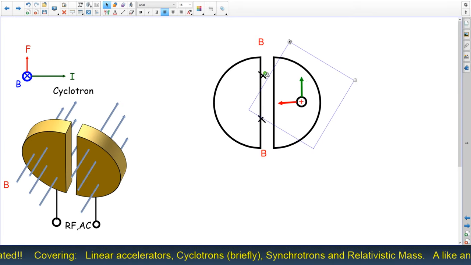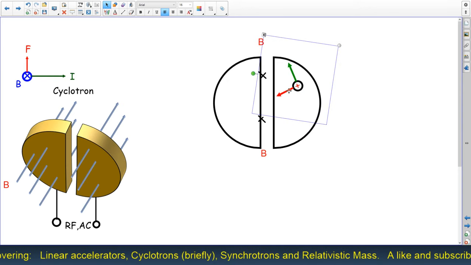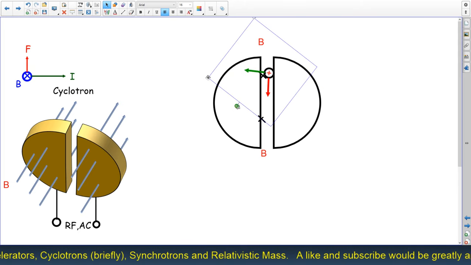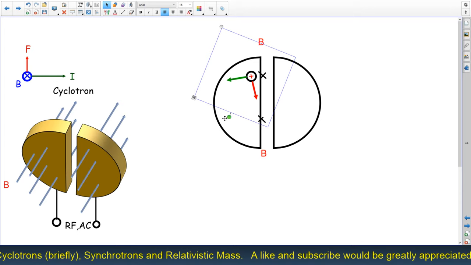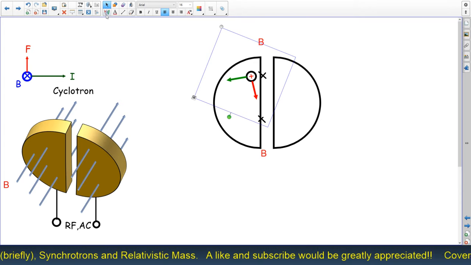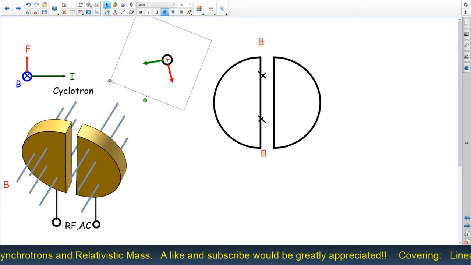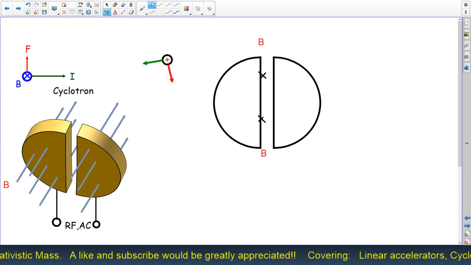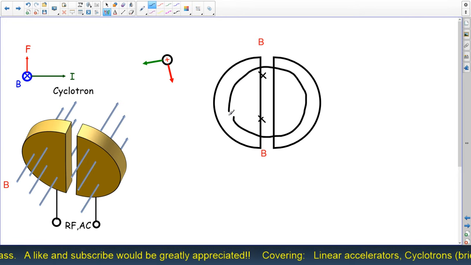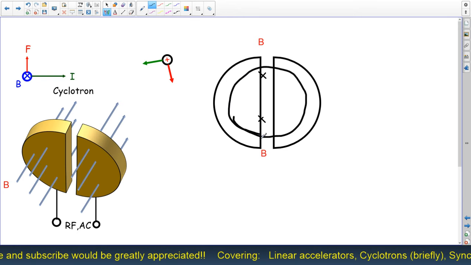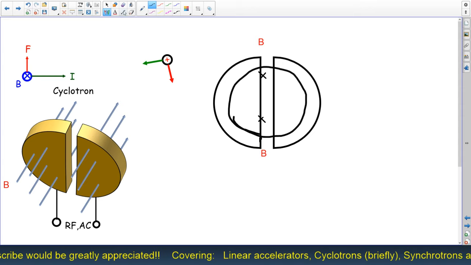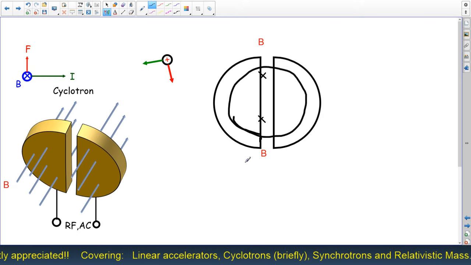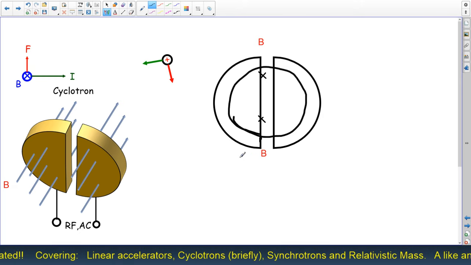And at any given time, the velocity of my object is such that it causes the force to be pointing towards the center. Or at least that's what we want to do. We want to make circular motion, because circular motion means I can have this thing go round and round and round in loop after loop. And every time it does so, it needs to get accelerated across this gap. So it goes boop, boop, boop, plus, plus, plus, right, by my radio frequency AC supply, which is great.